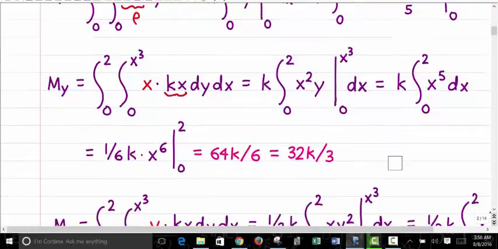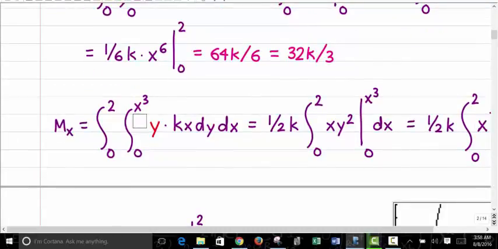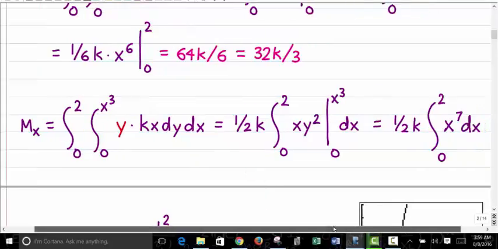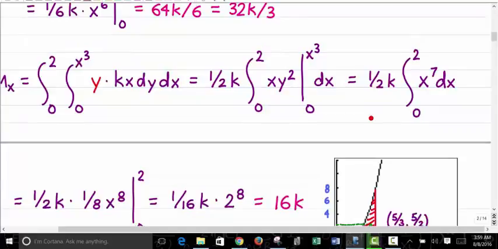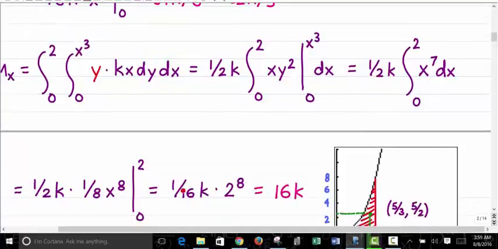32k over 3. Now the mx moment, you put the y in there. So it's y times kx. The k can come out. And remember, I said a minute ago, the limits of integration do not change once you have them set. So obviously each integral is going to be a little bit different, and they may yield the same answers by coincidence, but the work will be different. So now integrate y, get 1/2 y squared. Once again, this is not very complicated either. You end up with not a fraction. This time you get 16k.